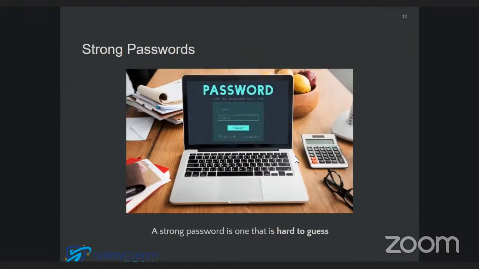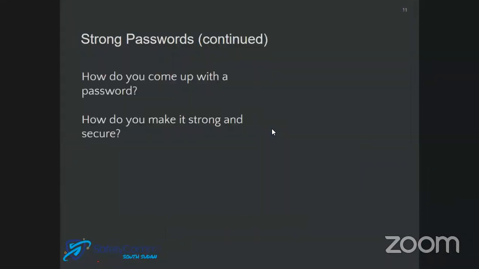So your password should be hard to guess. And I've mentioned some weak passwords, and if you're using one of them, then please from today on, change it. So how do you come up with a strong password? How do you make it strong and secure?